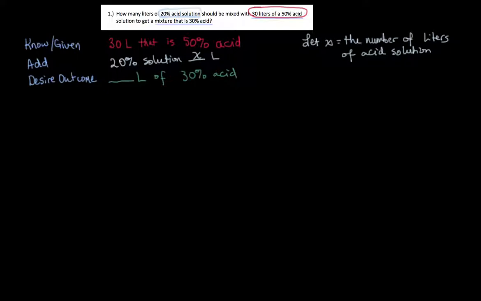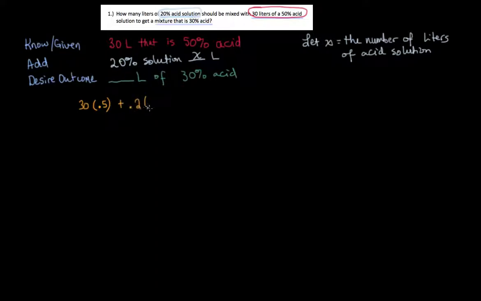Now, let's start setting up our equation. So to set up our equation, we want to put these things together in the form of an equation. So we start with, what do we know? We know we have 30 liters that is 50% acid. So it's always going to be set up as the number of liters times the concentration as a decimal. So number of liters times concentration as a decimal. So 30 times 0.5 plus we are adding a 20% solution.